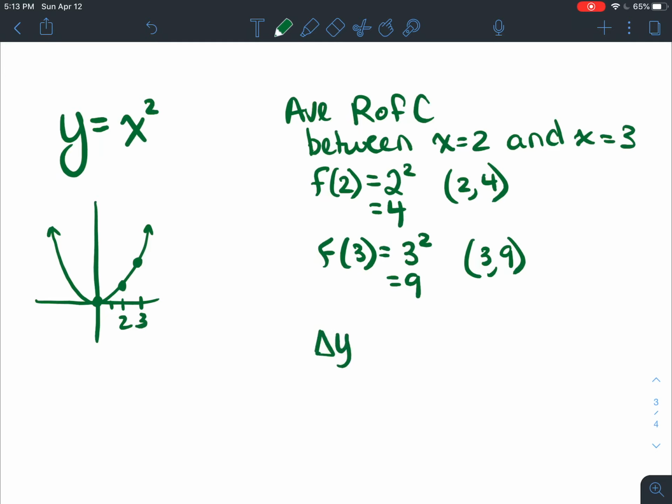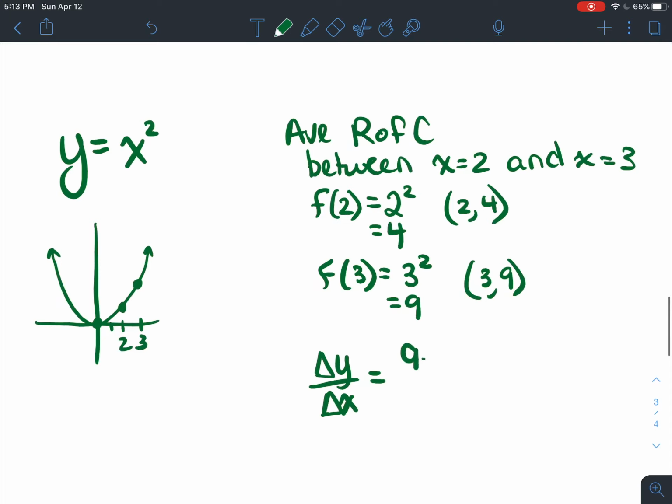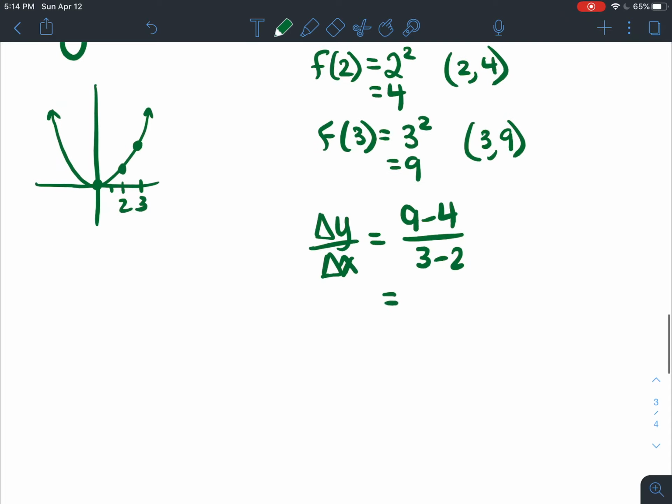So this is just a little bit of work to figure out our X and Y values. So now if I want to figure out my average rate of change between 2 and 3, then I can subtract my Y values, so 9 minus 4, and subtract my X values, 3 minus 2, so I will get 5 over 1, so just 5. That would be my average rate of change between those 2 points.